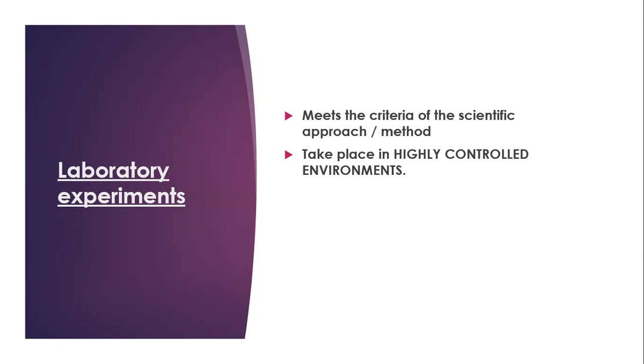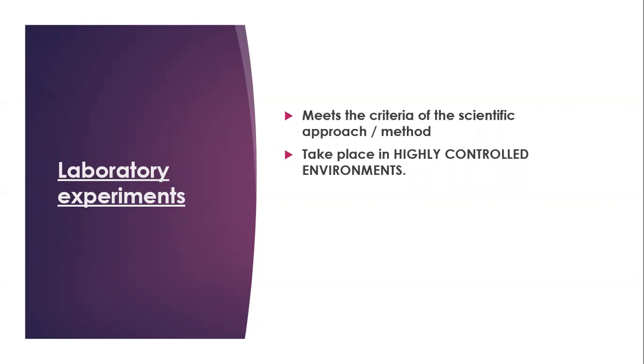Let's start with laboratory experiments. It is important that you can describe what a laboratory experiment is, as well as some strengths and limitations. Key thing about a laboratory experiment, it meets the criteria of the scientific method or the scientific approach. And what we mean by that is that it is a highly controlled environment, because what we want to be able to establish is a causal relationship. Remember what we mean by a causal relationship. We want to see if we can establish cause and effect.